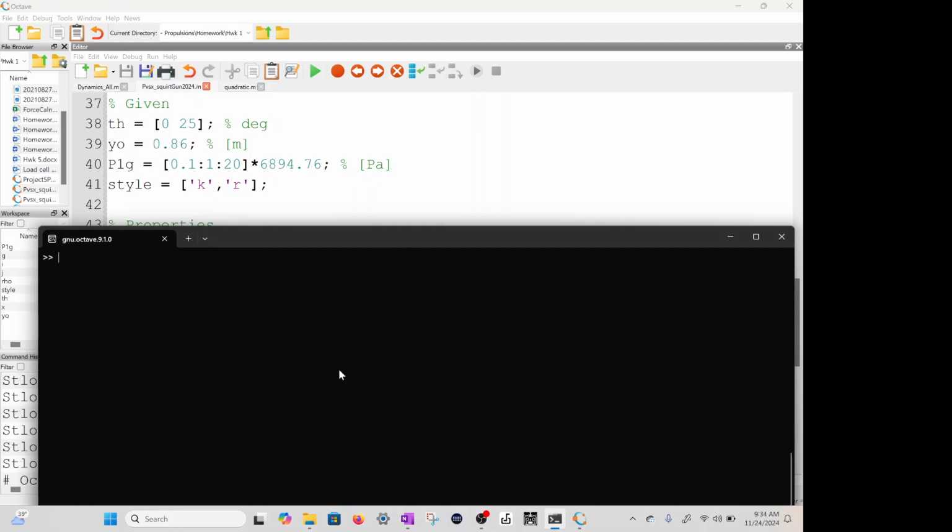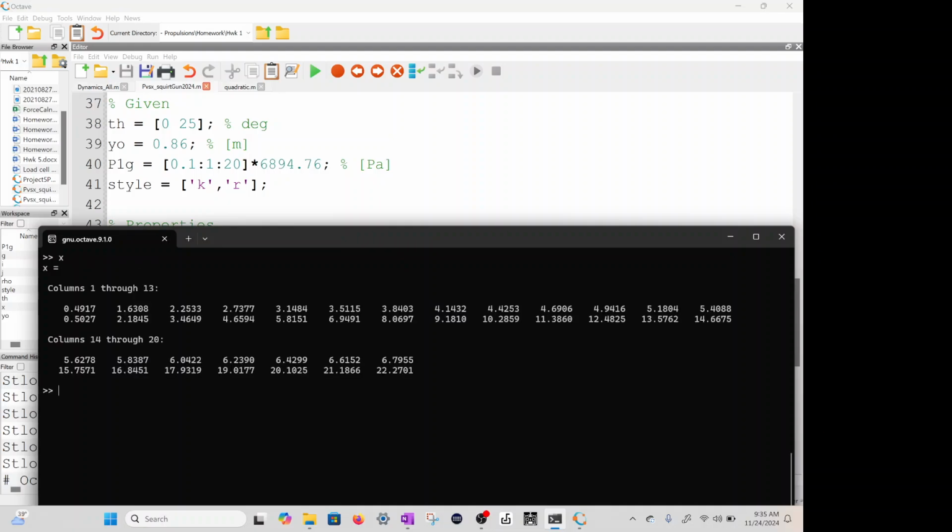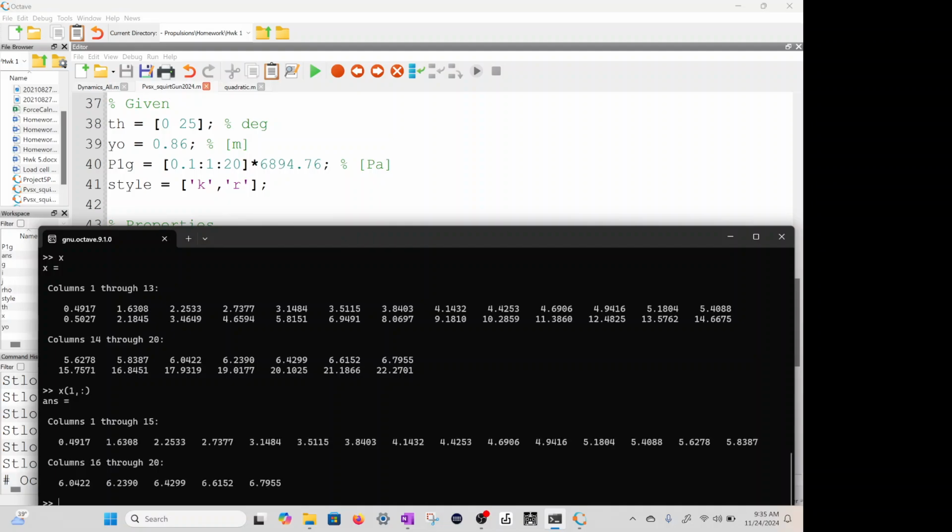And let me clear, and let me type in what I say, X. It's a little easier to see because there's only 20. So the first row, this is the top line here. If I did X(1,:), that means I can grab the first row, and that's the top lines. That is the angle for 0.